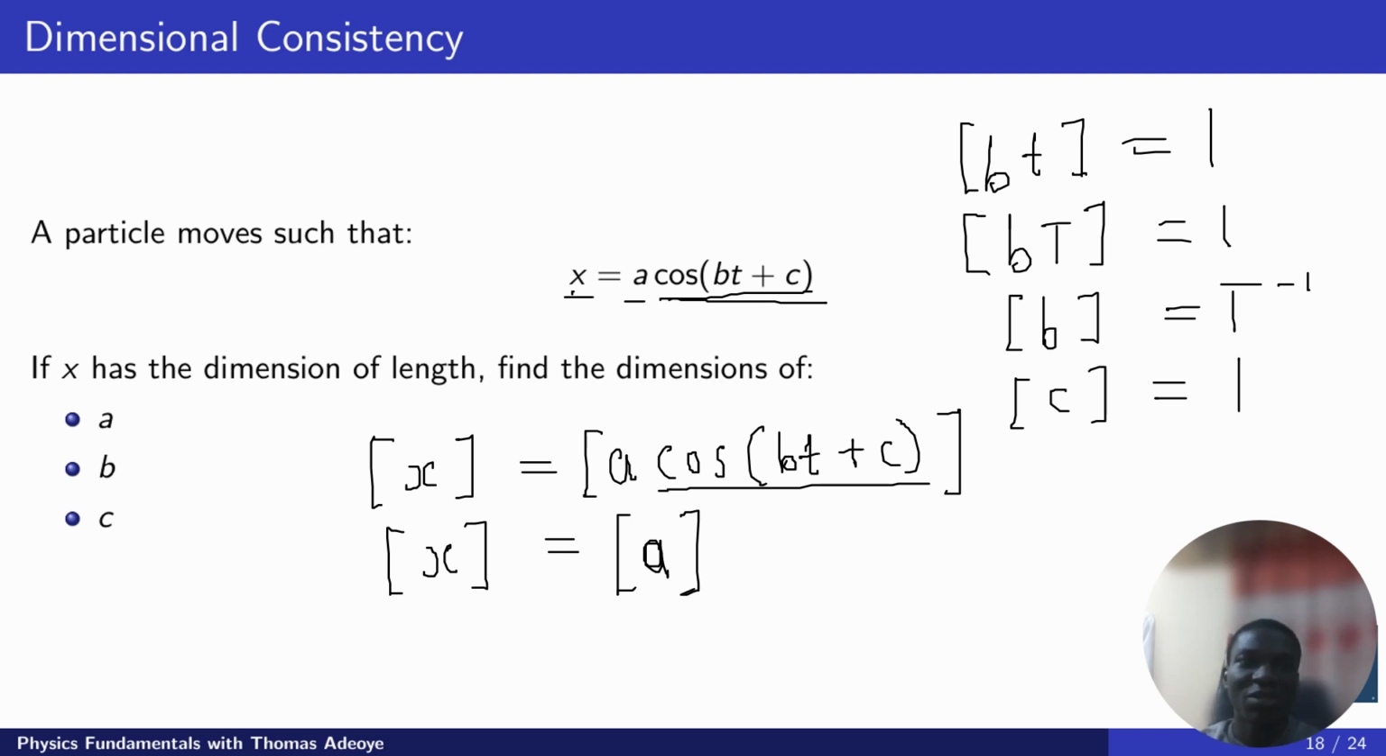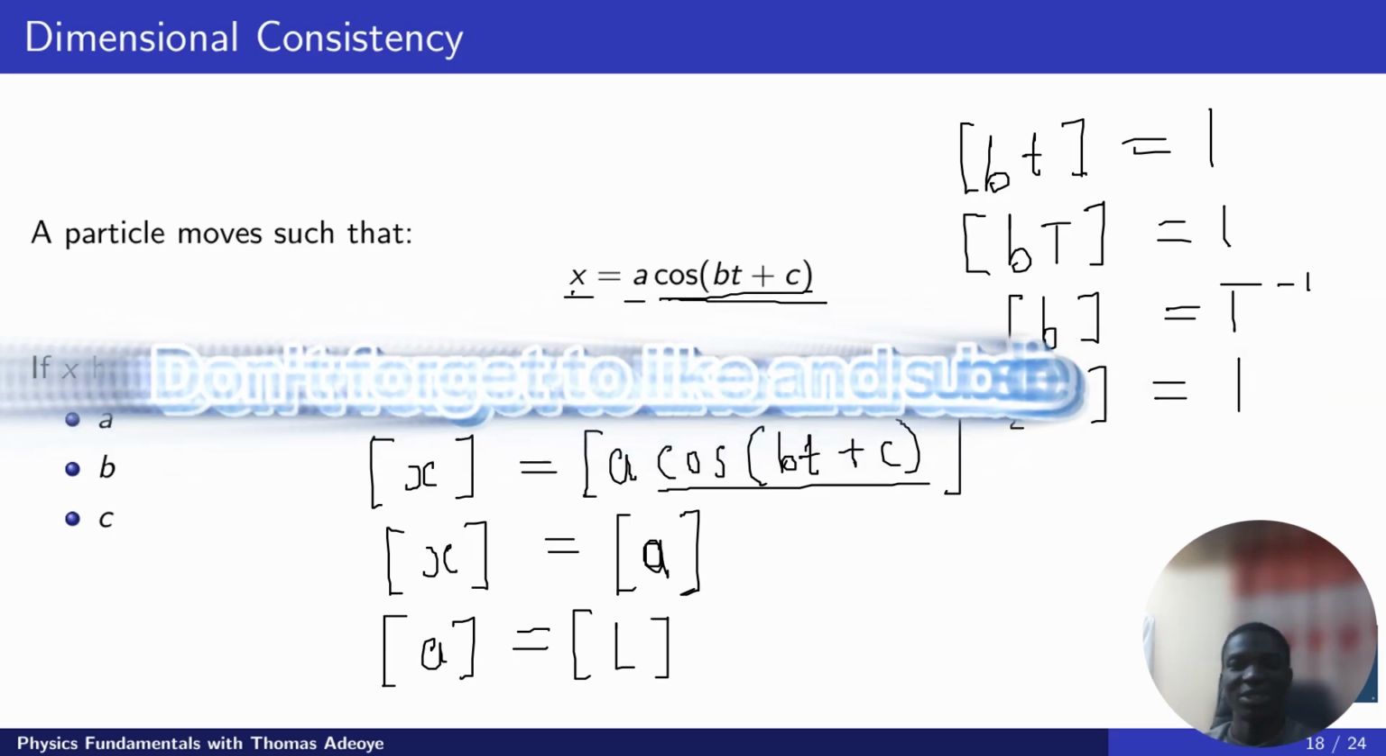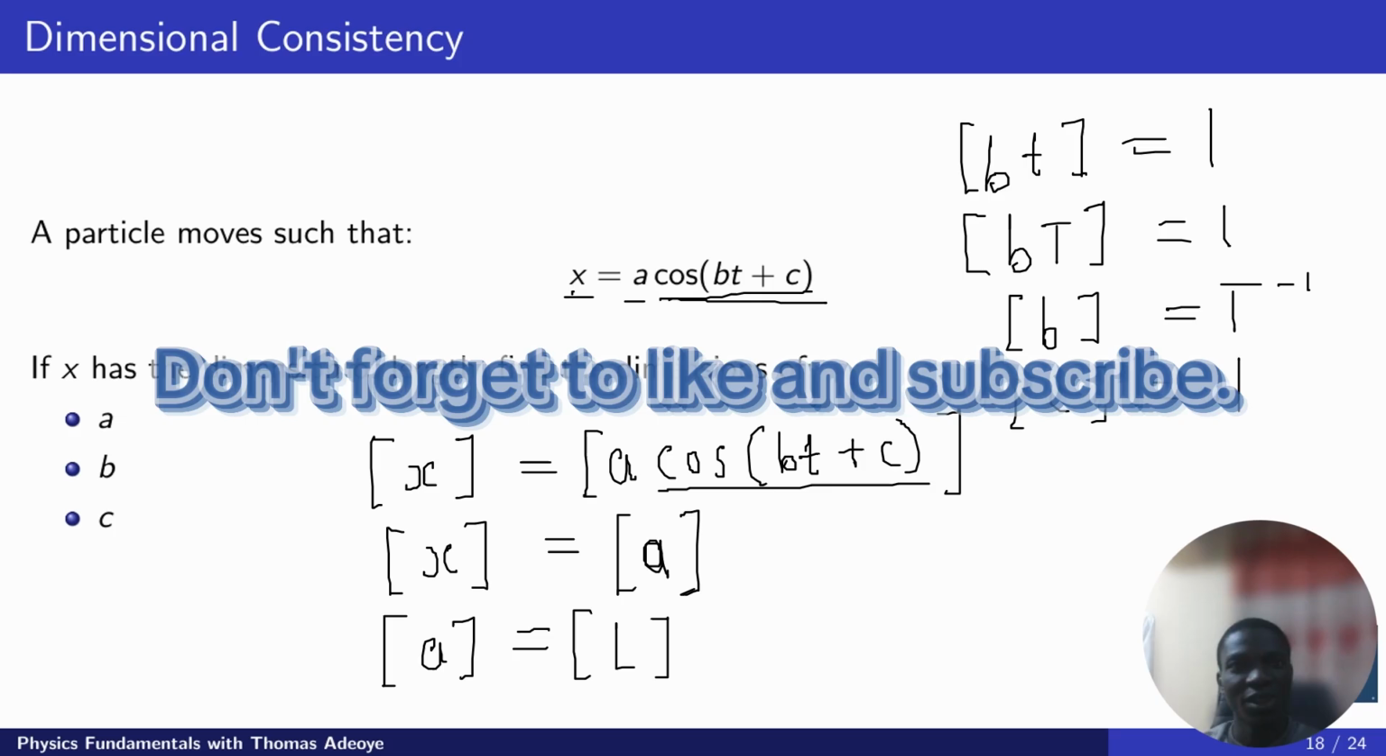So this is just the dimension of A. But what's the dimension of X? X has the dimension of length. So I can say the dimension of A is equal to the dimension of L. And here we are. So that's that about that. Let's move on to the next.